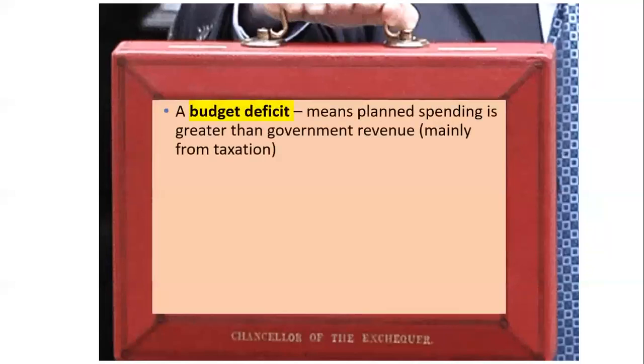The first is that the government can deliberately choose to operate at a budget deficit. Sometimes it can be planned. In some cases, governments work to try and get out of a budget deficit. But a budget deficit means that planned spending is greater than government revenue, mainly from taxation. So a deficit exists when the government is spending more than what they're getting in from government revenue. Now, a budget deficit is not always a good thing, certainly in the long run.